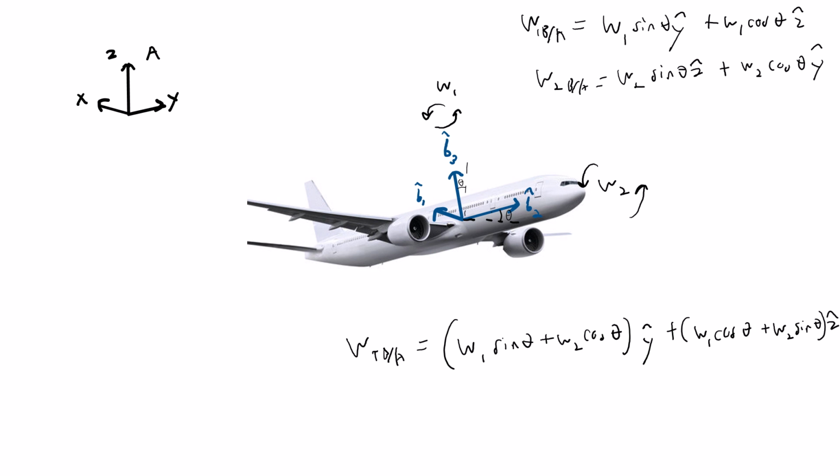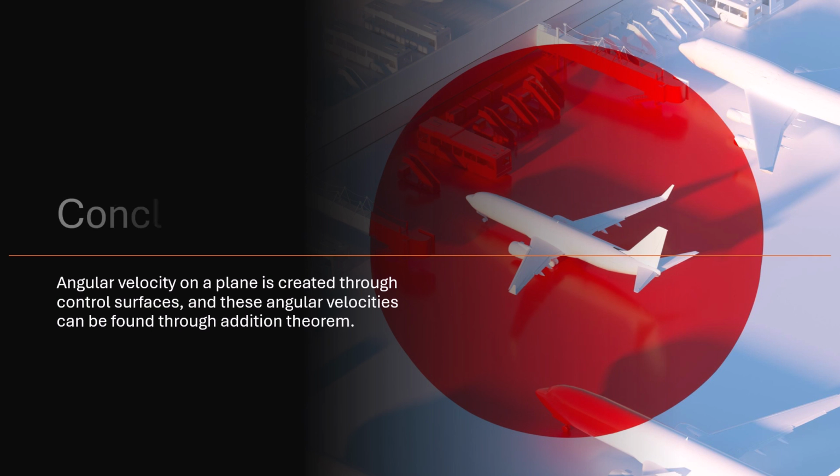So through this lecture, we found that angular velocity on a plane is created through controlled surfaces such as ailerons, rudders, or elevators. And these angular velocities can be found through addition theorem. And we've seen two problems, but there are many more you can create through this, and the usefulness of this addition theorem is great because you can use it to solve actual real-world problems.